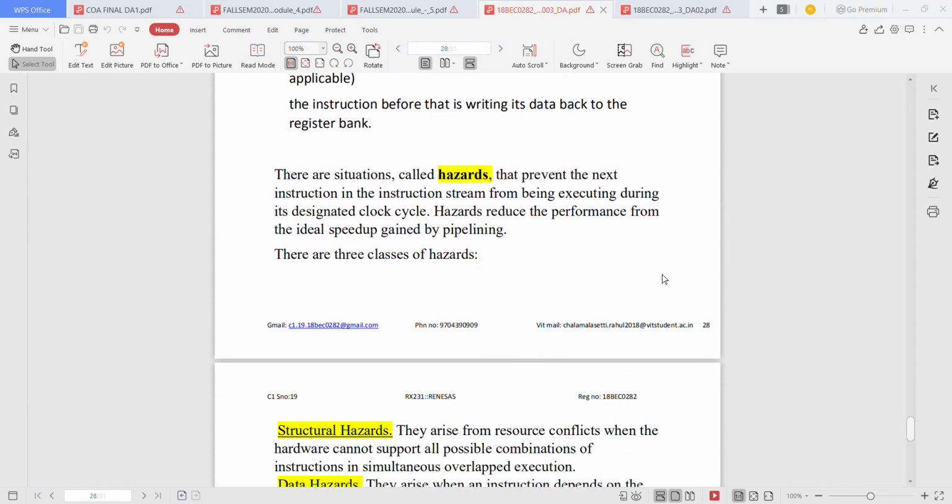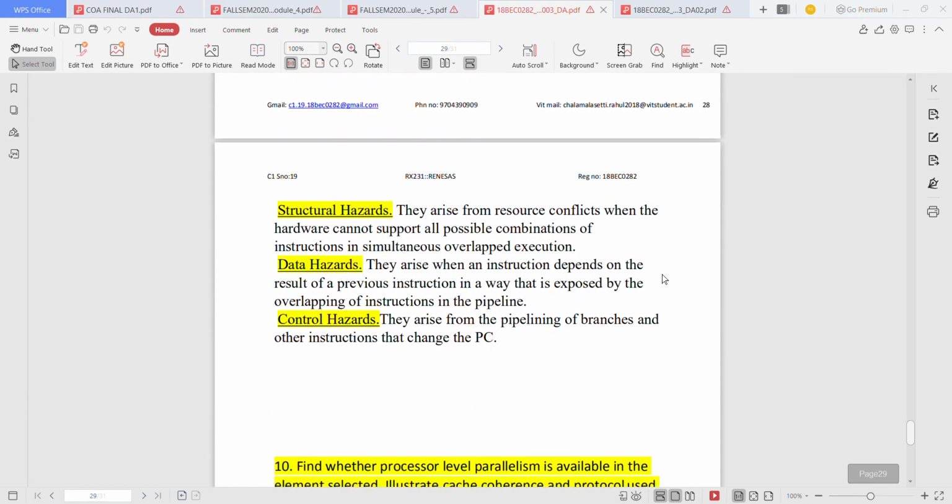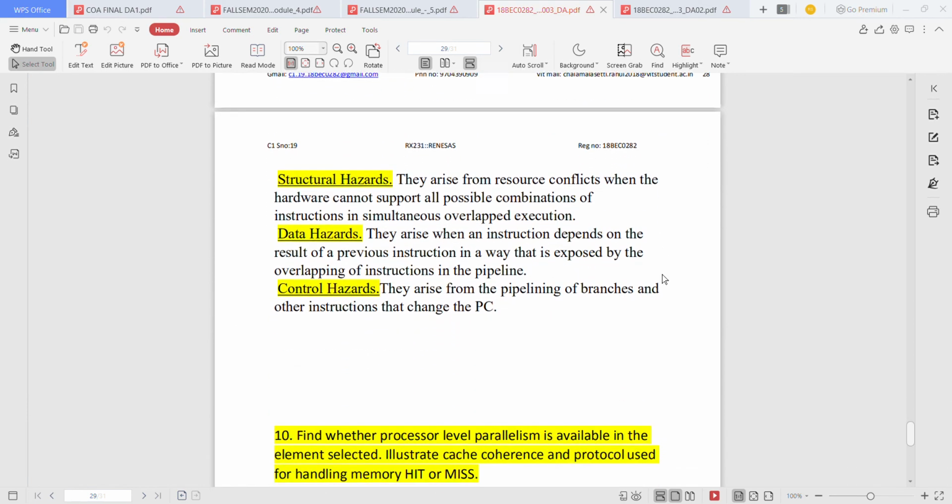These are situations called hazards that prevent the next instruction in the instruction stream from being executed during its designated clock cycle. Hazards reduce the performance from the ideal speedup gained by pipelining. There are three classes of hazards, which are called structural hazards, data hazards, and control hazards.